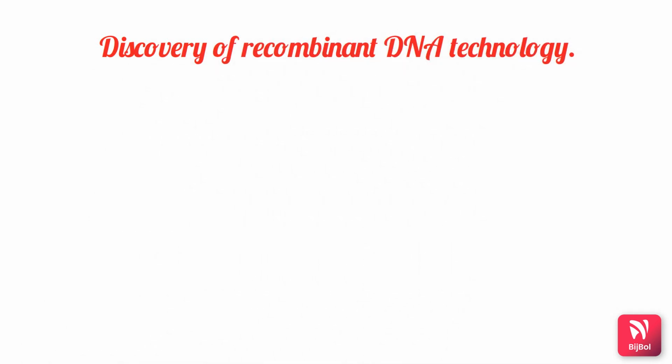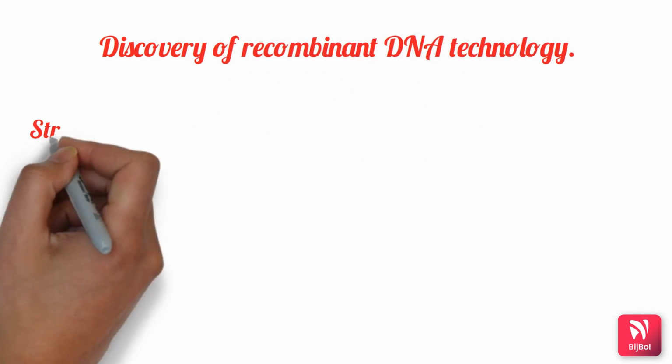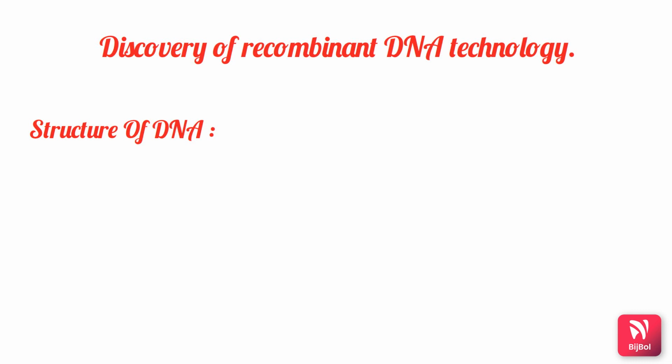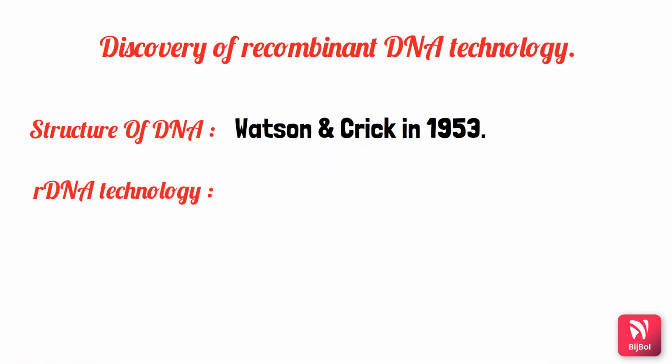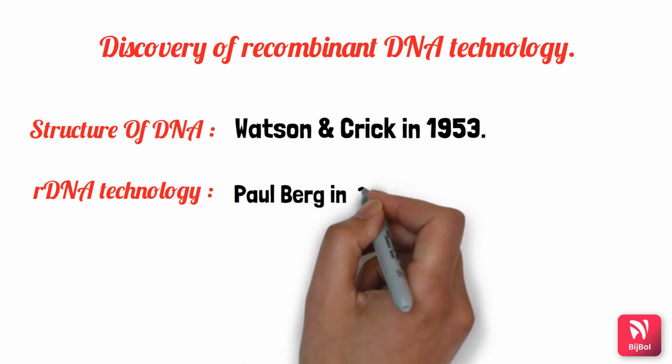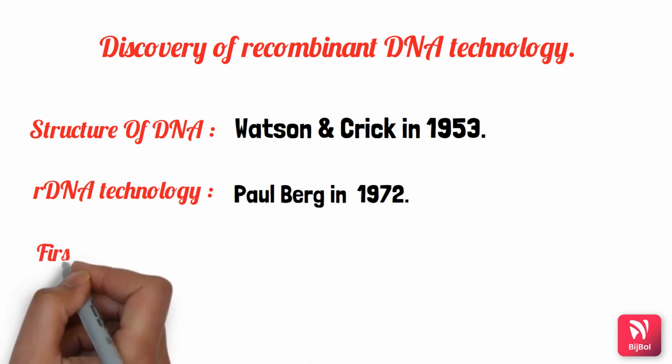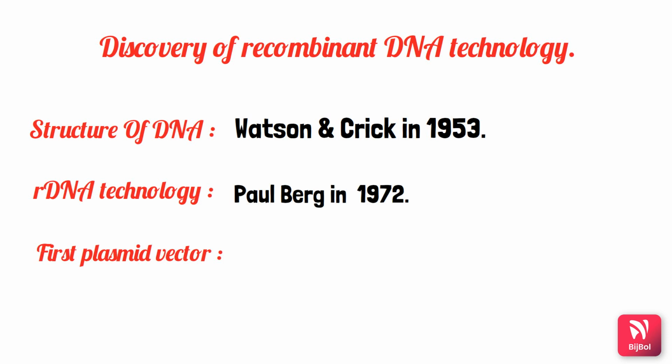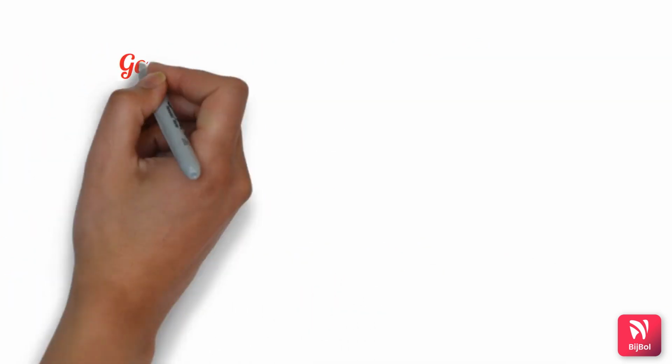Now let us have a look at the discovery of recombinant DNA technology. First of all, the structure of DNA was discovered by Watson and Crick in 1953, and rDNA technology was discovered by Paul Berg in 1972. The first plasmid vector was discovered by Cohen and Boyer in 1973.